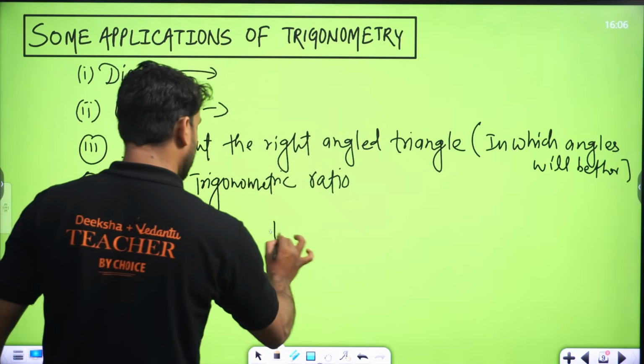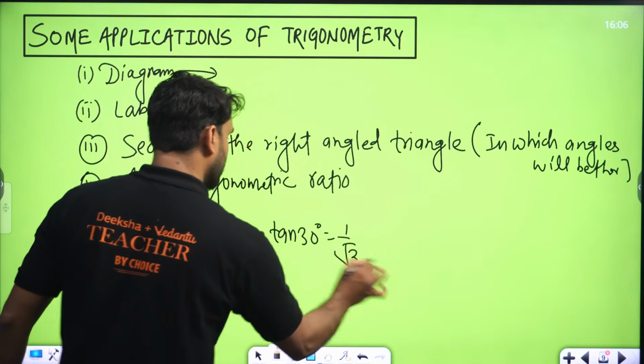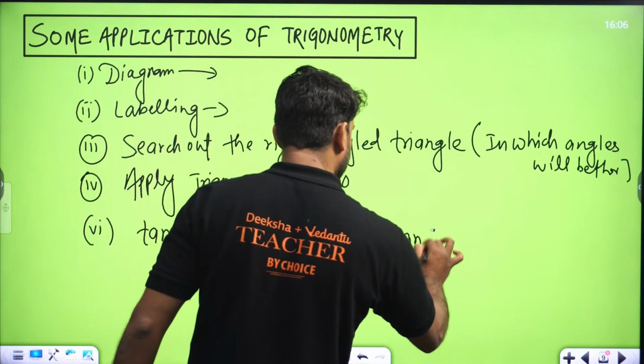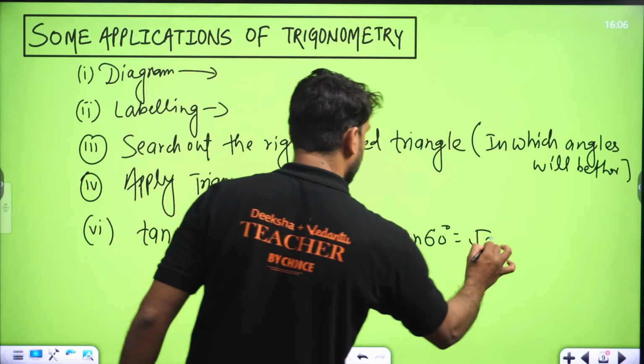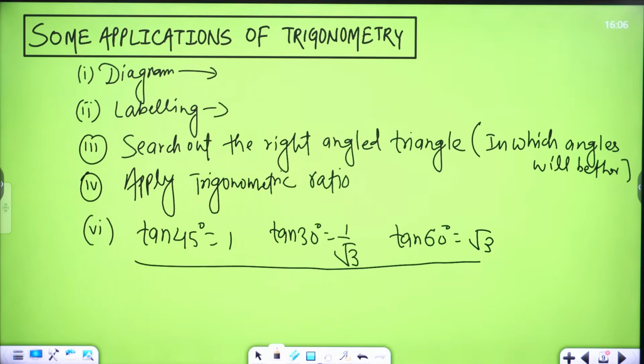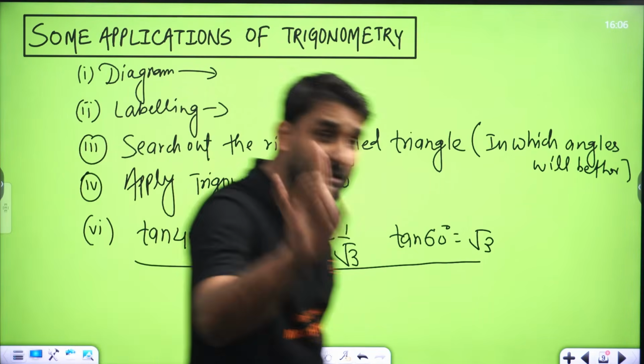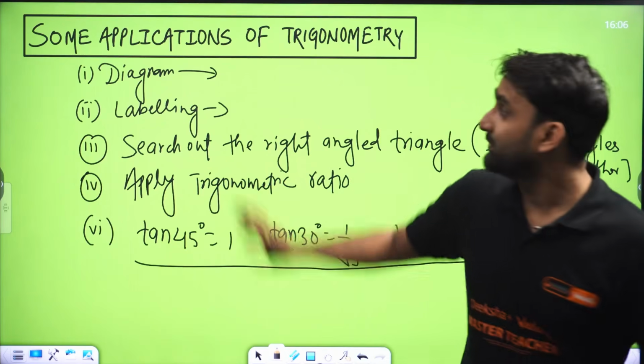Tan 45 is 1, tan 30 is 1 by root 3, and tan 60 is what, my dear? Root 3. So these three values play an important role in applications of trigonometry: tan 45, tan 30, and tan 60. And let me tell you one very beautiful thing about this chapter.